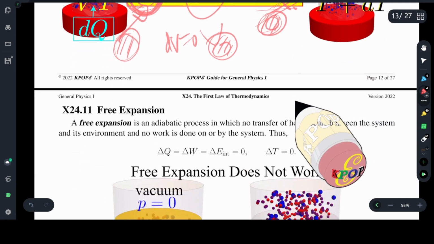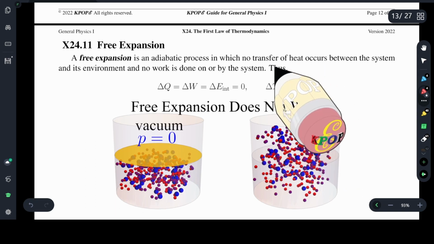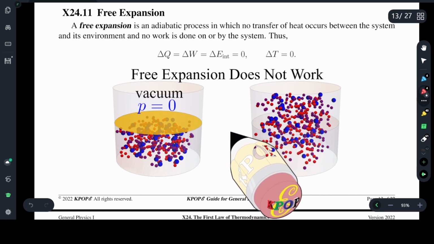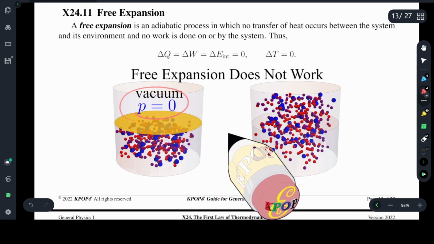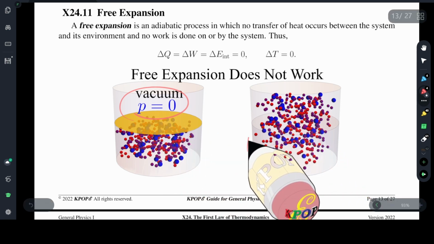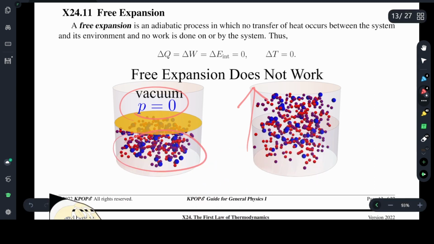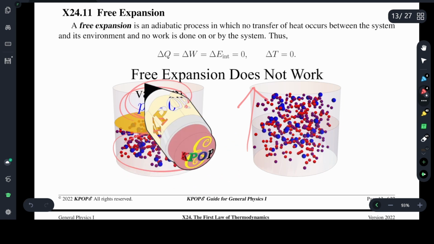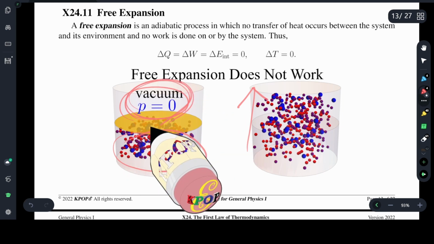Next, the free expansion. In free expansion, we have looked at this free expansion already. It is a change in volume from a small volume to a larger volume against nothing. This is a vacuum. This vacuum does not carry any pressure.